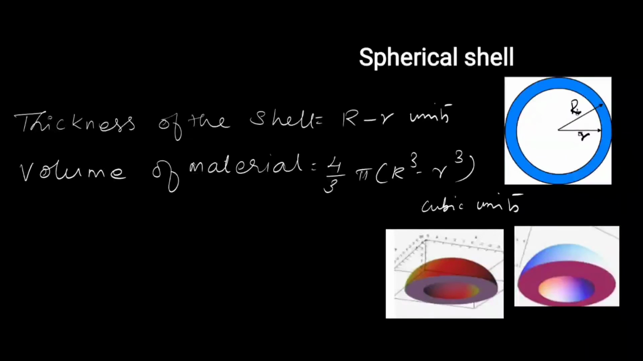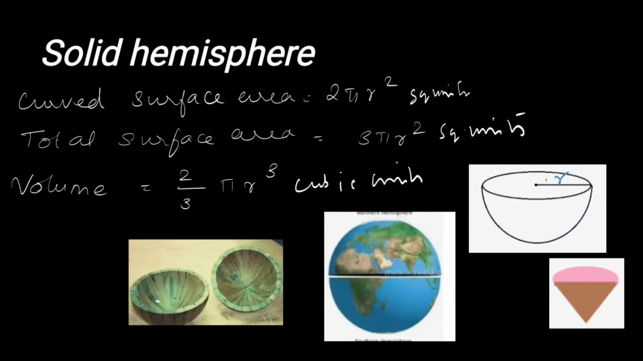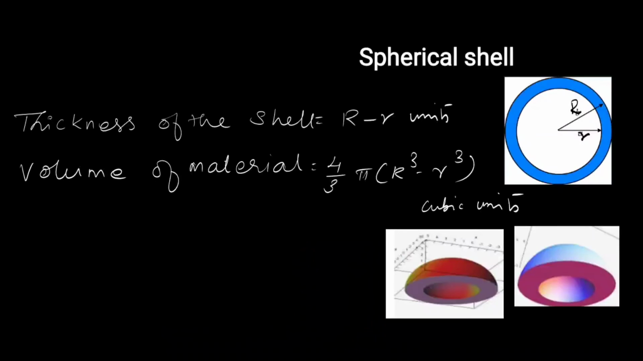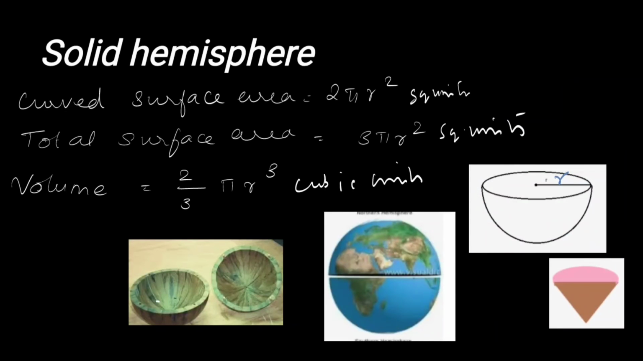So 4 by 3 pi R cube minus 4 by 3 pi small r cube. Subtracting this, we'll get 4 by 3 pi into capital R cube minus small r cube, cubic units. This is about the spherical shell. Moving on to solid hemisphere.